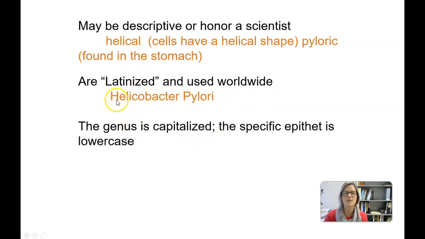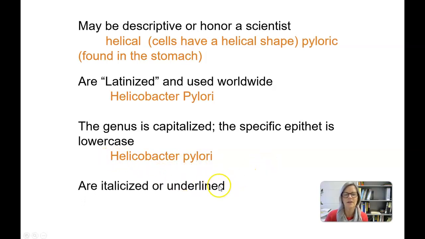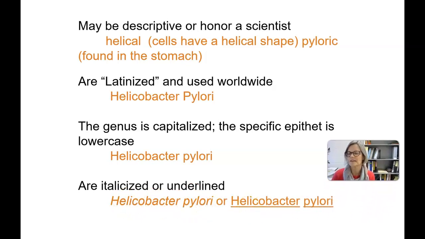And then what you do is you capitalize the genus. Remember, we said the genus is the first word. So the genus is capitalized, and the specific epithet, actually, we're going to call this the species, starts with a lowercase letter. So Helicobacter pylori, we change it to that. And then finally, you take the whole thing and you either italicize it or you underline it. And you can see here Helicobacter pylori italicized or Helicobacter pylori underlined.